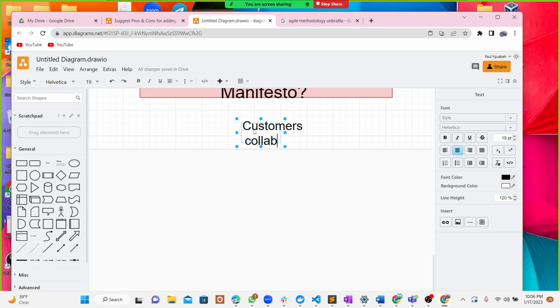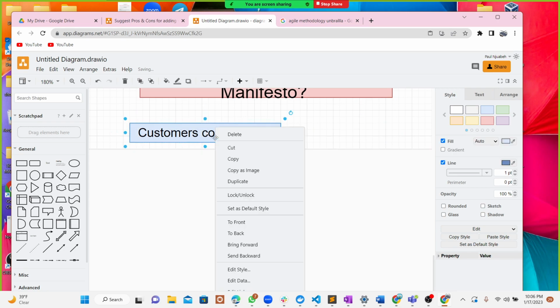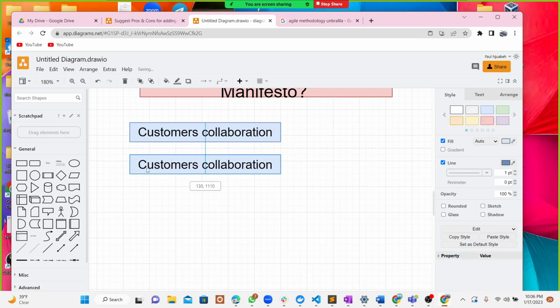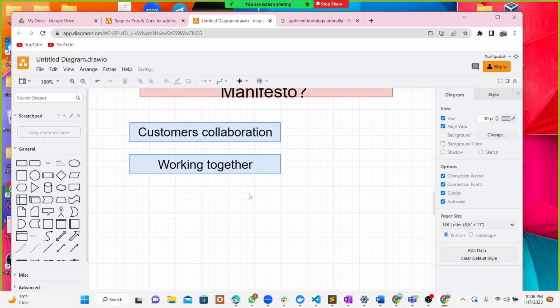Customer collaboration is a very important one. It means that they will welcome customer collaboration. They want to work together with their customer. And the next one is that team members are going to start working together. So the next one is working together, which is very important.